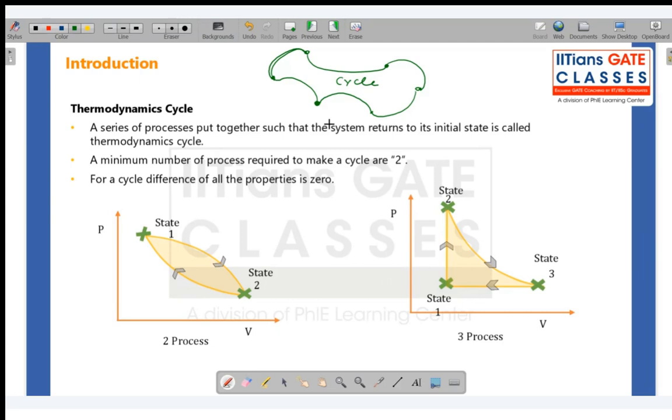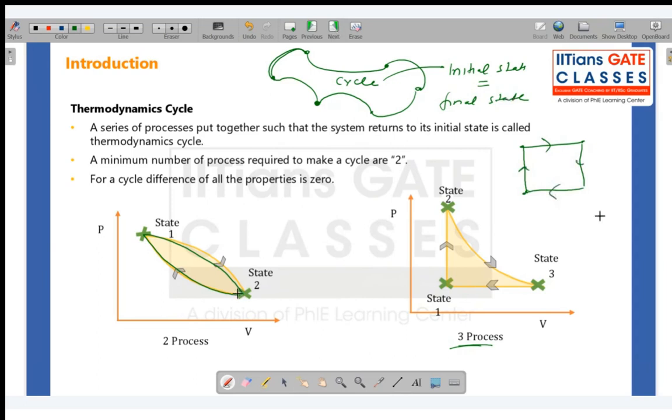So if you are coming back to the original state, cycle means initial state is equal to final state. The minimum number of processes required is two. One you will go, and then come back, so minimum two. Then it can be three, it can be four. How will four look? You will start from here, go like this, like this, like this, and then four. Five, it can be anything. It can be any number of processes. But the minimum is two.